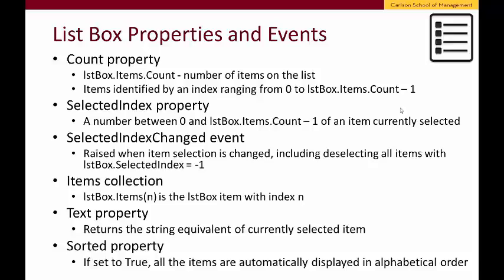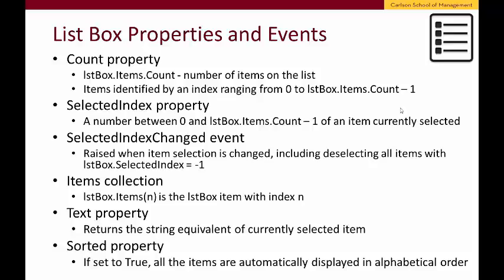We already used it in our payment calculator application and lstRate list box. It returns a number between 0 and n minus 1 for the currently selected item, -1 if no items are selected, which is useful for testing if this is the case. The selected index changed event is triggered every time a selection is changed, including deselecting all the items.